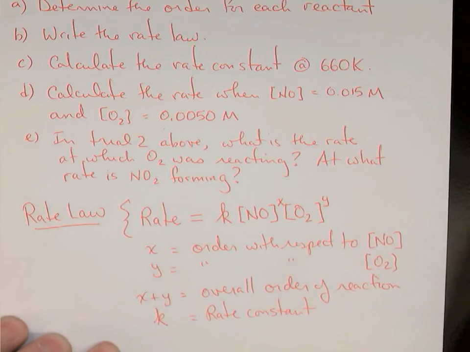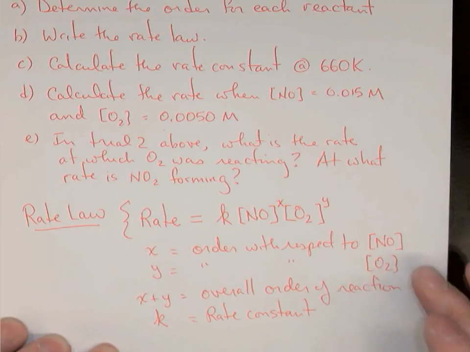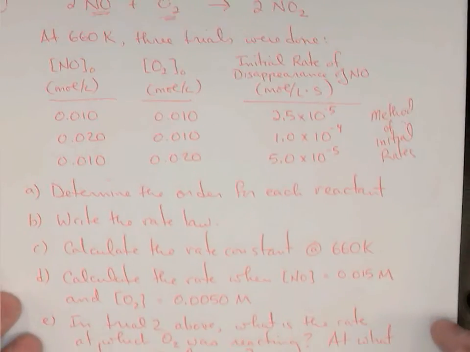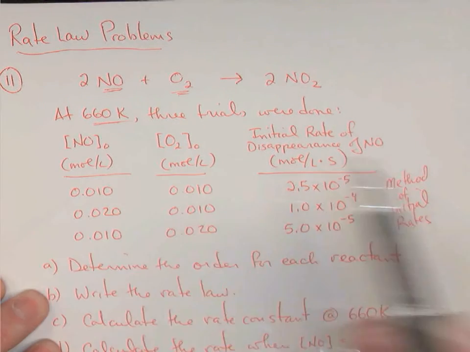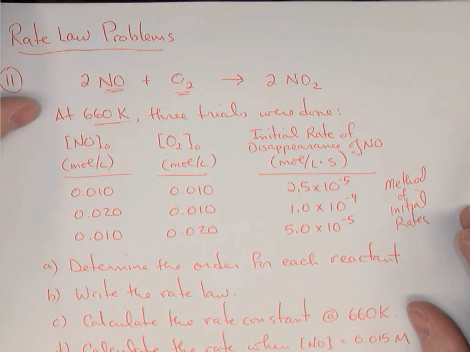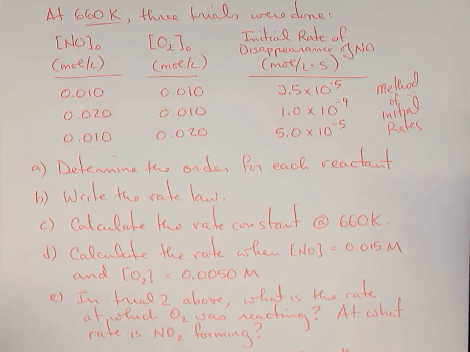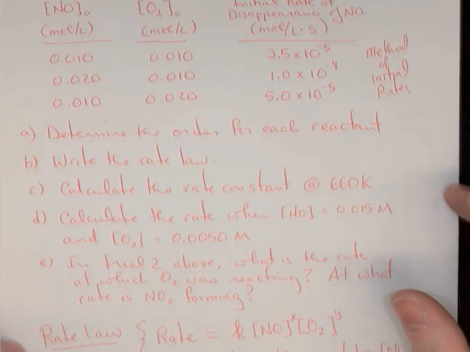The rate constant is constant only at a given temperature. And at a higher level of introductory chemistry, you'd study the relationship between rate constants and temperatures. For us, we'll simply see that in most questions it should tell us that the reaction was done at some temperature. So in this question it said 660 Kelvin was the temperature, and then in part C it says calculate the rate constant at 660 Kelvin. So the rate constant is calculated at the temperature in which the reaction was done.